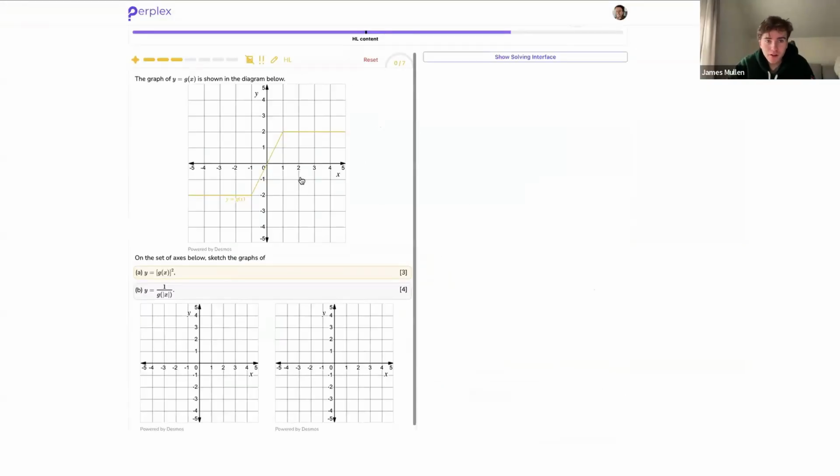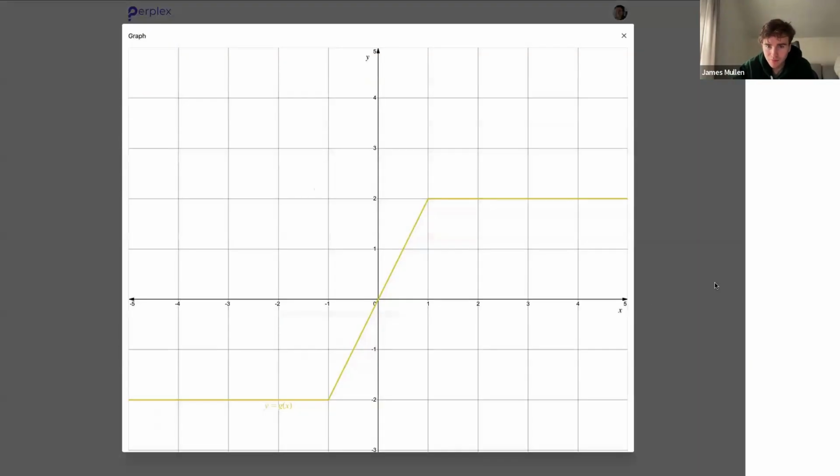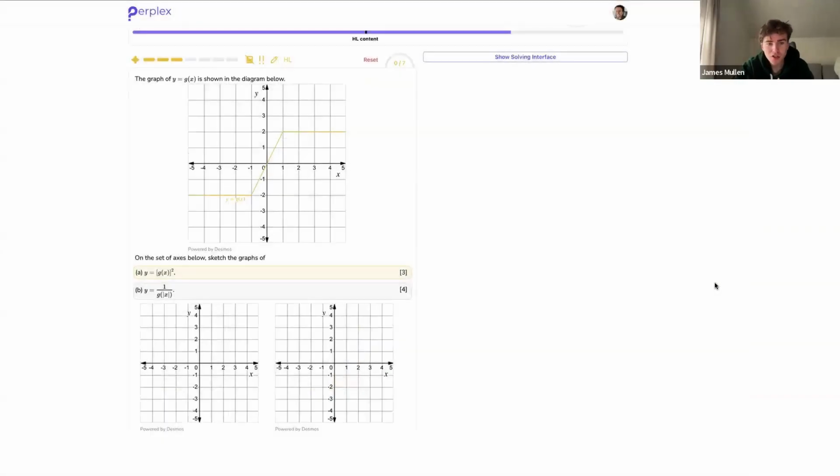So I have the graph here of y equals g of x. It's this kind of piecewise function. And it's equal to minus 2 as a horizontal line up until x equals minus 1. Then it slopes up, and then it levels off at 2 again. So I want to graph first g of x squared, and then 1 over g of the absolute value of x. God, that's pretty awful.